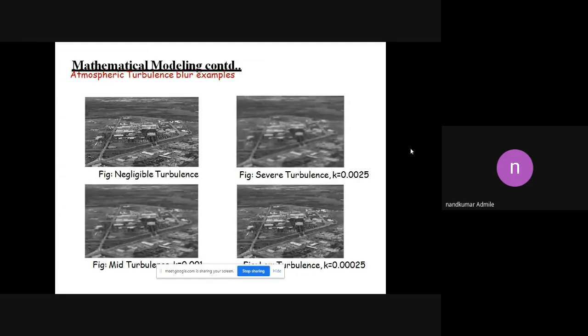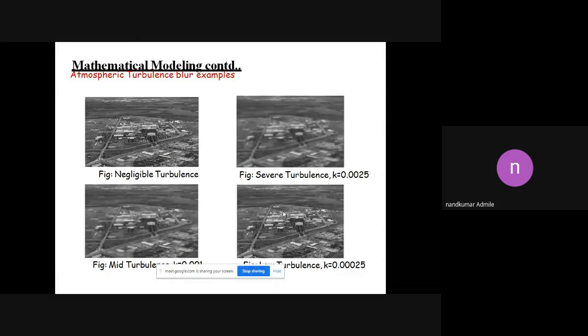In the first figure, we can call it negligible turbulence. In the second figure, we define the turbulence as K equal to 0.0025. Similarly, we can change the turbulence factor. As we change the turbulence factor, the quality of the image also changes. By using these three techniques, we can judge the noise level and identify the quality of an image. These three techniques are important.